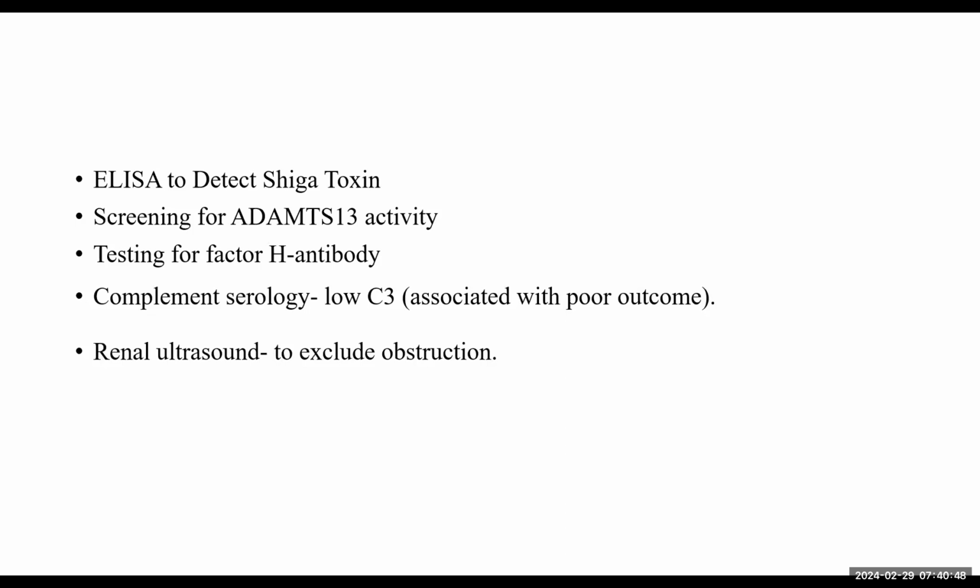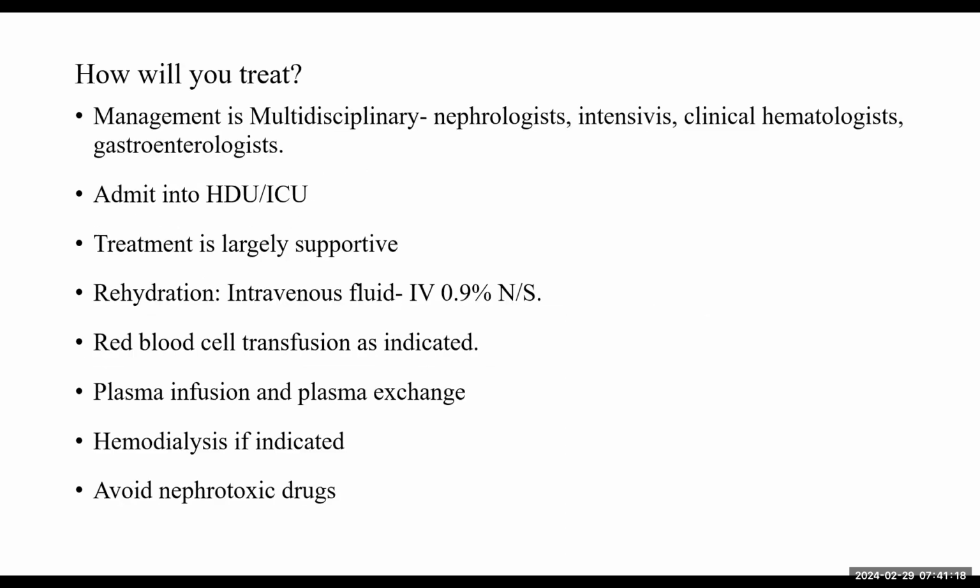And then screening of ADAMTS13 activity, which is actually reduced in patients that have TTP, to differentiate HUS from TTP. And then you can also test for factors like factor H antibody and then complement, which may be associated with poor outcome in this patient. Then the ultrasound scan may also be done to rule out obstruction, because the patient is presenting with a deranged renal function, though they didn't say whether the patient has a decline in urine output or not in this question.